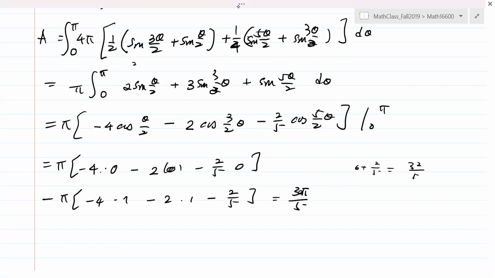So the area of that is going to be 32 over pi. 32 pi over 5, sorry. So we can find the surface area of that region. It's a good example, that surface.